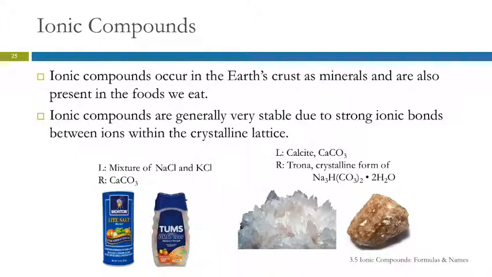So examples of ionic compounds that we might eat: Morton Lite Salt. Normal table salt is sodium chloride. The light version has potassium chloride in there as well. Sodium tends to raise your blood pressure, and if you have a balanced amount of sodium and potassium that you're taking in, it affects your blood pressure less than just eating sodium.